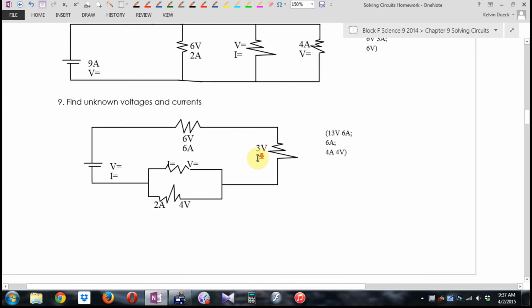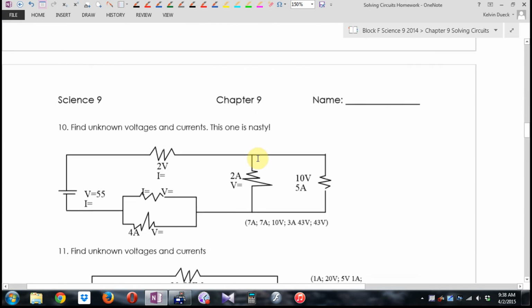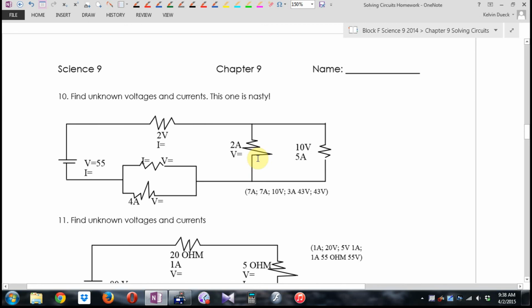Let's try a yuckier one. Let's try number 9. Oh, you know what? Let's try number 10, because it says this one is nasty. Well, downhill, downhill, downhill, downhill, downhill, downhill, downhill, downhill. Boy, those arrows look terrible.